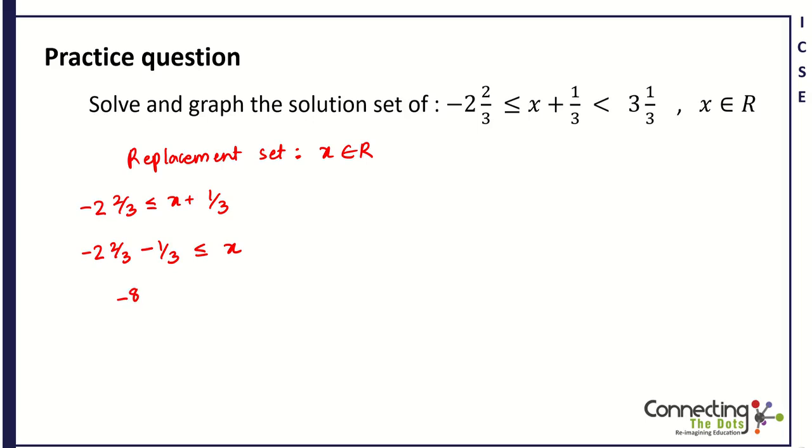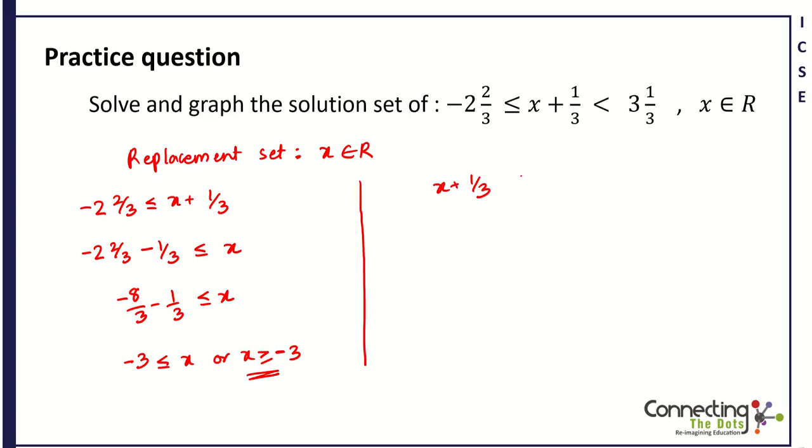You get minus 8 by 3 minus 1 by 3 is less than or equal to x. This leads us to minus 3 is less than or equal to x, or x is greater than or equal to negative 3. This is the first condition. Let's take a look at the second, that is x plus 1 by 3 is less than 3 and 1 by 3. By subtracting 1 by 3 from both sides, I end up with x is less than 3.